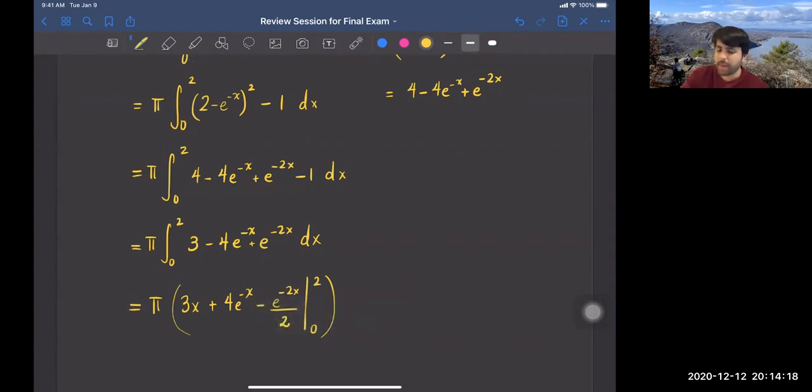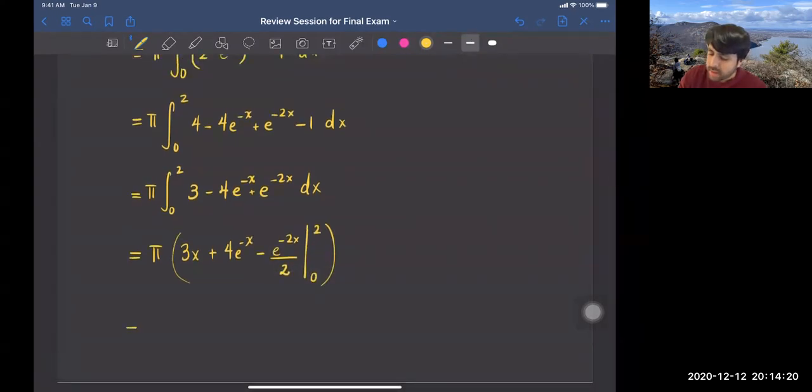So this becomes 0 to 2, and I'm evaluating it from 0 to 2. Okay, and then when I evaluate it, I get pi. This becomes 6 plus 4 e to the negative 2 power minus e to the negative 4 over 2, minus, then parentheses, this gets a 0, but remember this becomes 4 e to the 0 minus e to the 0 over 2.